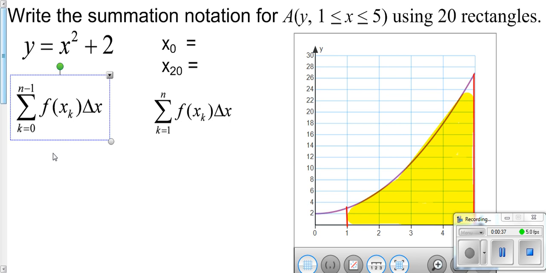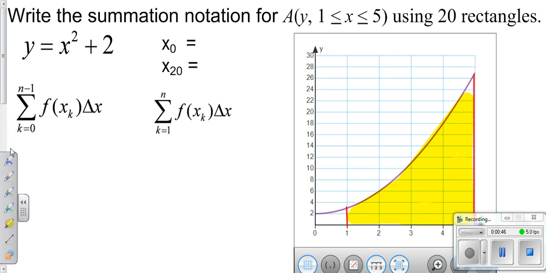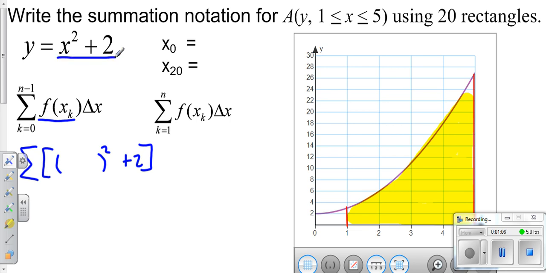This is for our left endpoint rectangles. This is for our right endpoint rectangles. In both cases, we need to start out with our sigma. We need to put our function here, which is our input squared plus 2. So what I have in blue is representing this, because our function's input squared plus 2. We then have to multiply it by our width, and that's what we'll put here.